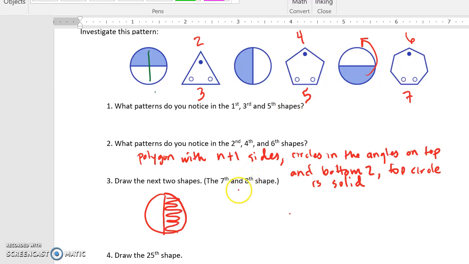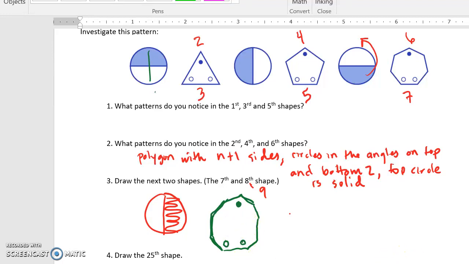For the 8th shape, we need a nonagon, so it needs to have 9 sides. A nonagon is not that easy to draw, but I think we can do it. So we want it to have a point at the top. So do like 1, 2, and then 3, 4, 5, 6, 7, 8, 9. Some of my angles there got a little bit lost. And then we're going to have that open circle, and then, oops, the solid circles on top, and these open circles down there.